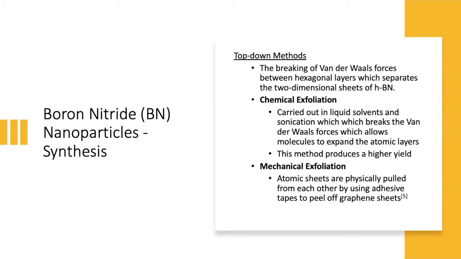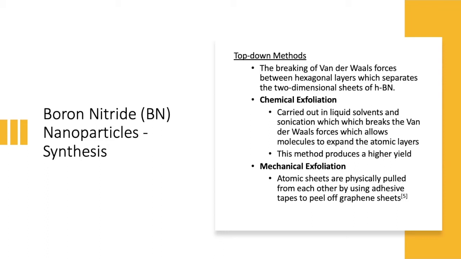There are several ways to synthesize this. One method is the top-down method, the breaking of van der Waals forces between hexagonal layers, which separates the two-dimensional sheets of HBN. There are two types of exfoliation. Chemical exfoliation is carried out in liquid solvents and sonication, which breaks the van der Waals forces and allows molecules to expand the atomic layers. This method produces a higher yield, so it's a little bit more preferred. And then with mechanical exfoliation, atomic sheets are physically pulled from each other by using adhesive tapes, like actual adhesive tapes, to peel off the graphene sheets.